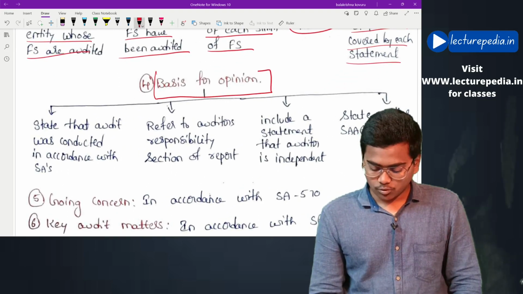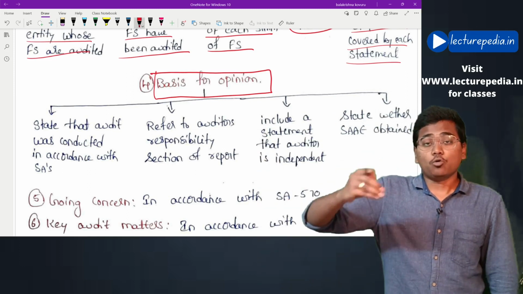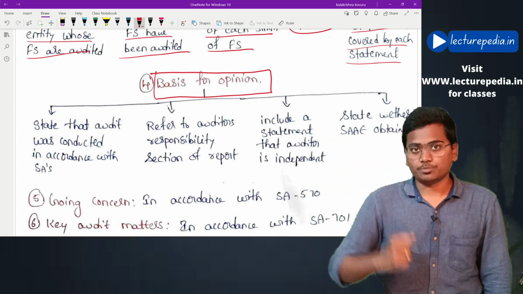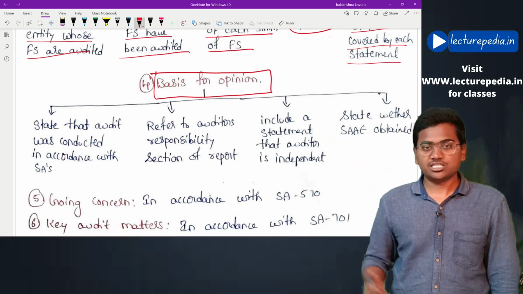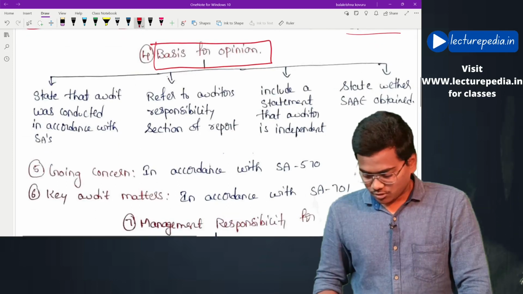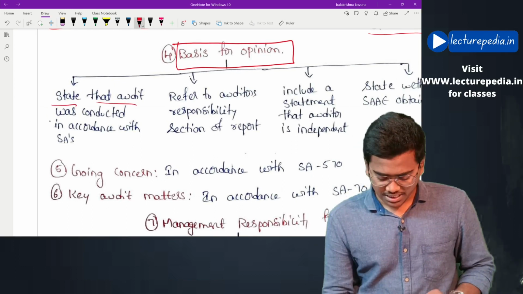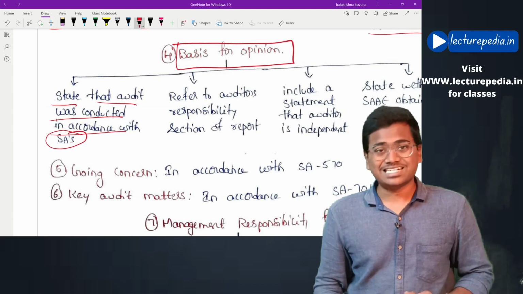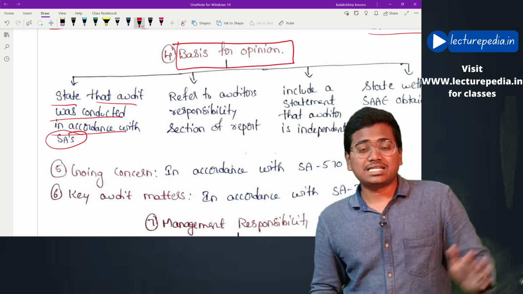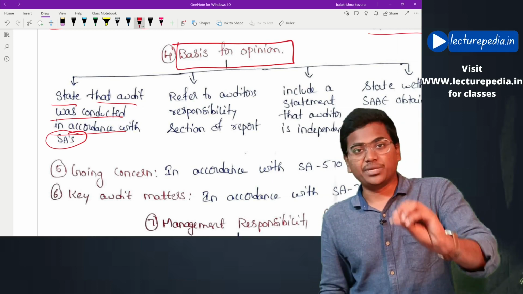Okay, in the opinion paragraph, the auditor has given a particular opinion. Okay, now what is the basis on which he has arrived at such an opinion has to be mentioned in this basis of opinion paragraph. What will be stated here? First of all, he has to state that the audit was conducted in accordance with standards on auditing. Okay, we have conducted our audit in accordance with applicable standards on auditing that were issued by ICAI. Okay, that has to be mentioned.